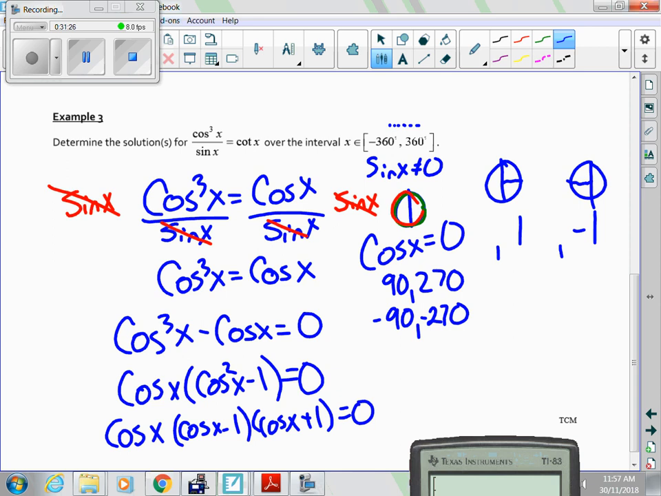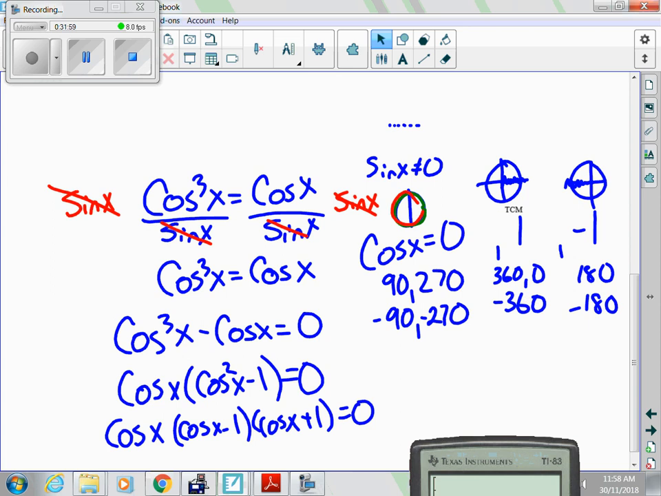Now, again, I'm going to see a bunch of these. And remember that because of the square brackets, my 360s are included, which is important for this, right? That's a solution there, and that's a solution there. So that means that my solutions are going to be at 360, 0, negative 360, and then 180 and negative 180, for a grand total of 9 solutions, I think. 9 solutions.